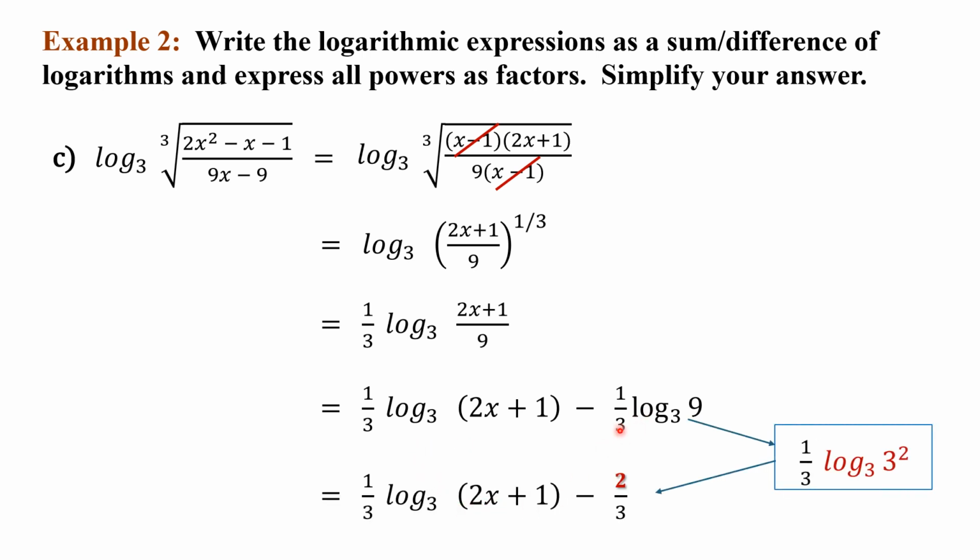And then for the second term, we can simplify this using a calculator. Log of 9 is equal to 2, times 1/3 is 2/3. Or you can write log base 3 of 9 as log base 3 of 3 squared, and the answer is equal to 2. Then 2 multiplied by 1/3, the answer is 2/3.